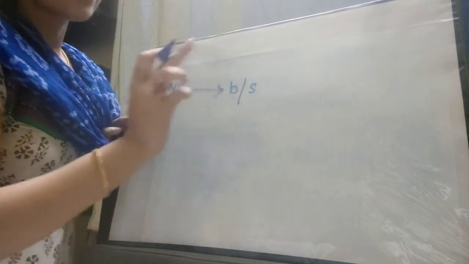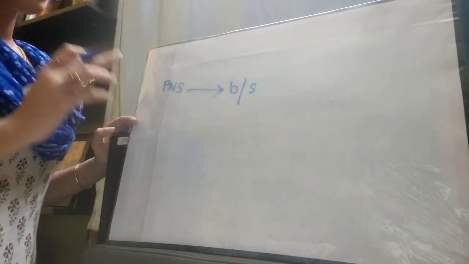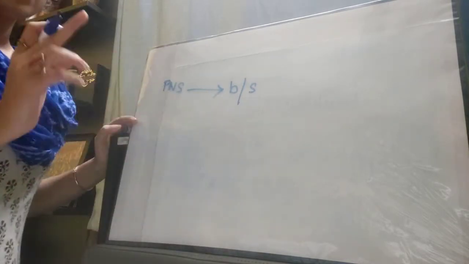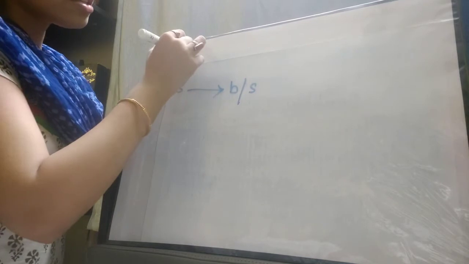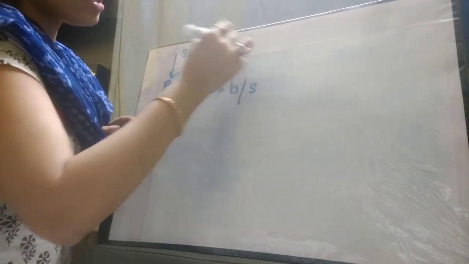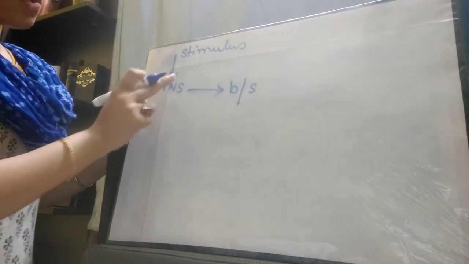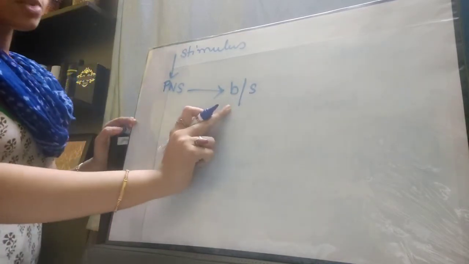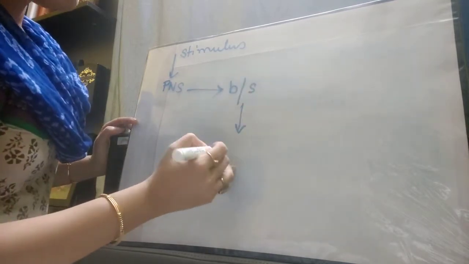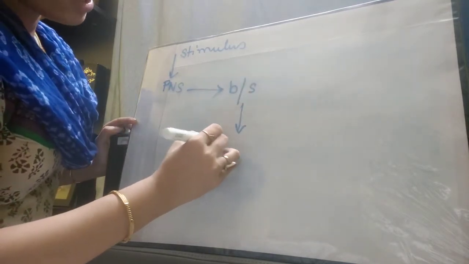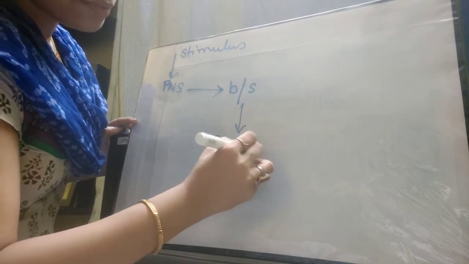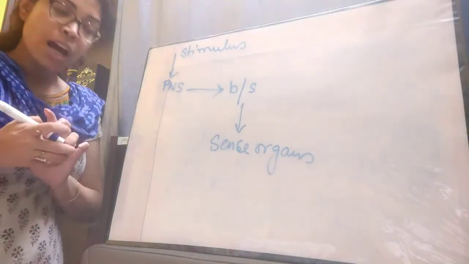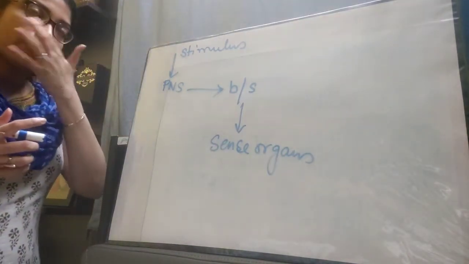Now the brain or spinal cord will analyze the whole situation, which is initiated by the stimulus. The stimulus is doing something, a change, which will cause the PNS to take the messages to the brain or spinal cord. Okay, next what will happen? The brain or the spinal cord will give messages to the sensory organs, means the sense organs. Okay, this is how the messages reach the brain, and from the brain the response is given out.